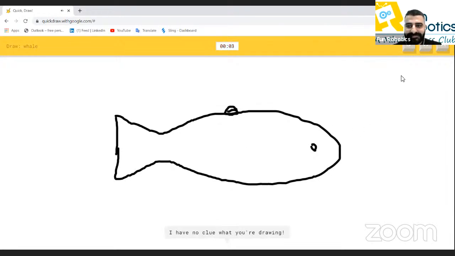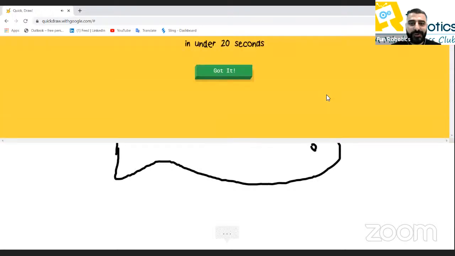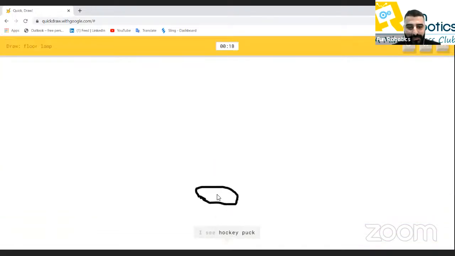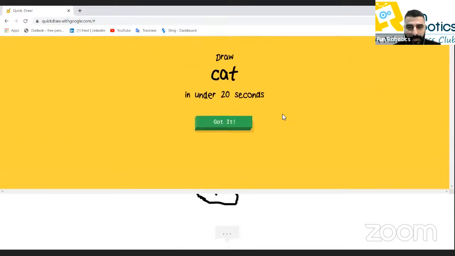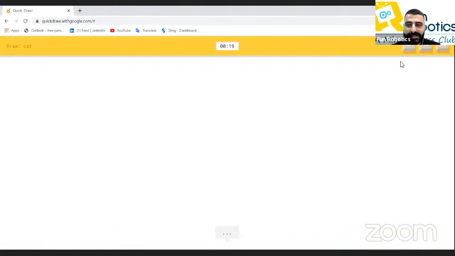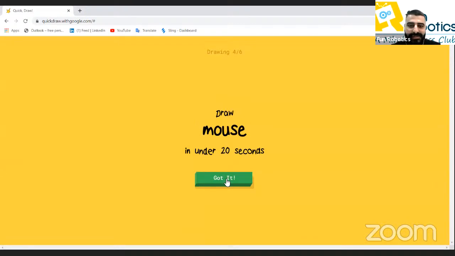It says I have no clue what you're drawing. Okay, so I'll go to the next one. It says draw a floor lamp. I see hockey puck, or nail. Oh, I know, it's floor lamp. No, it guessed it. It knows it's a floor lamp. Draw a cat. I'm just going to skip that one. Draw a mouse. Okay, maybe.